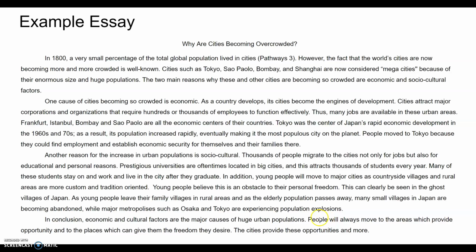We could also include the main points of the essay in one or two sentences. In this case, this writer only used one sentence. People will always move to the areas which provide opportunity and to the places which can give them the freedom they desire. Then we can end with a final thought. The cities provide these opportunities and more.